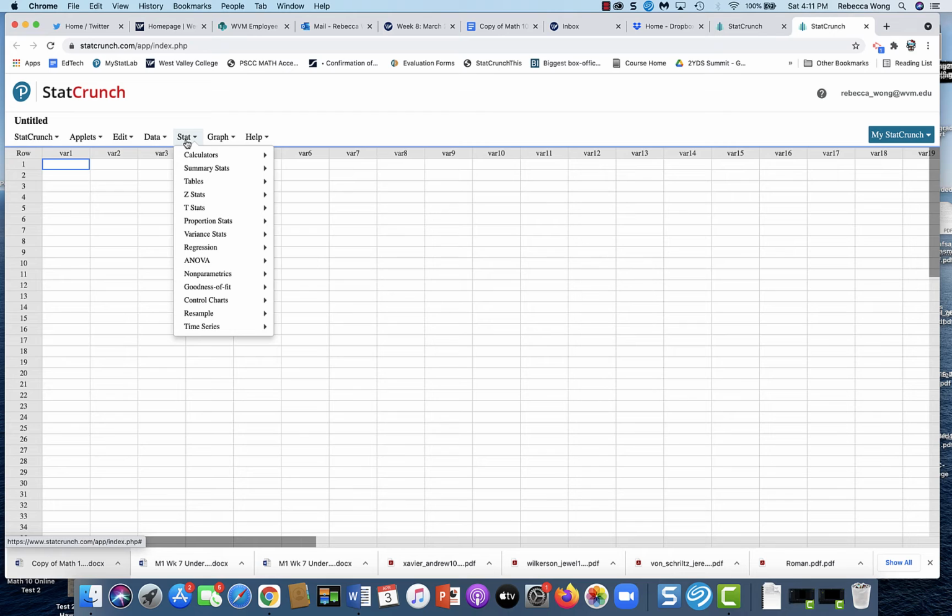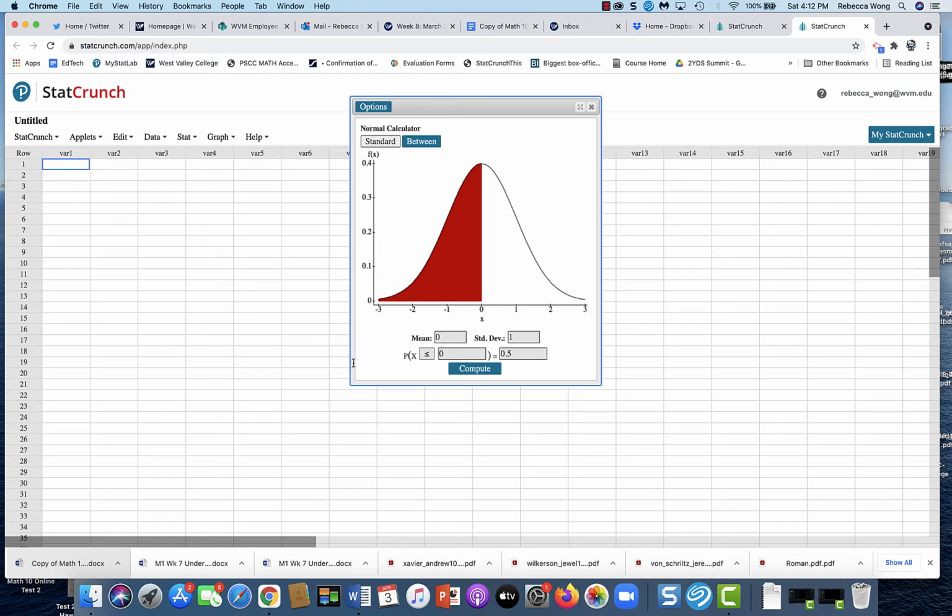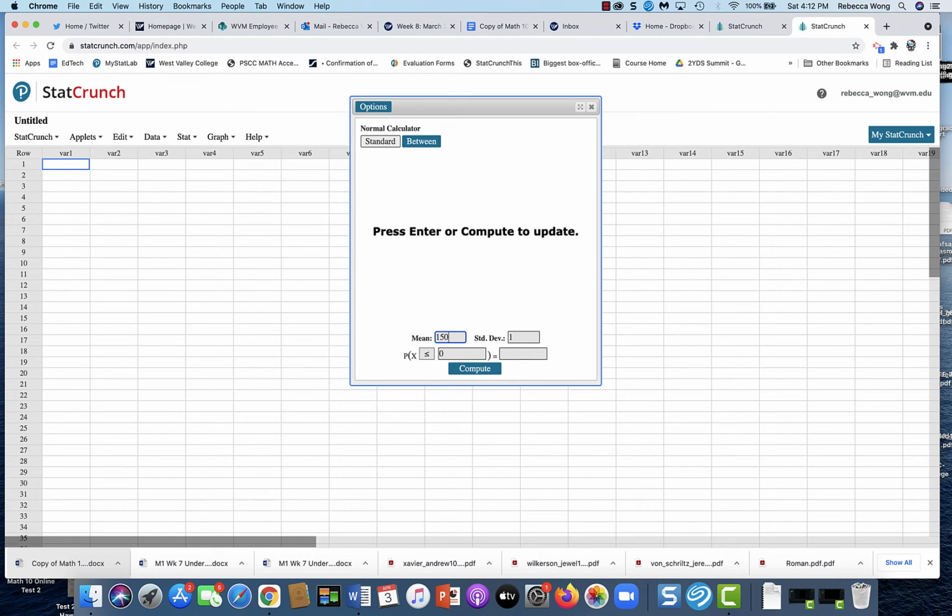to do. So for the normal calculator problem, I'm going to come to my calculators and select the normal calculator. And it brings up this picture. I enter in the mean. So the mean weights of the dogs was 150 pounds.